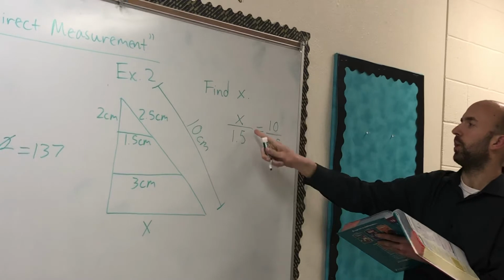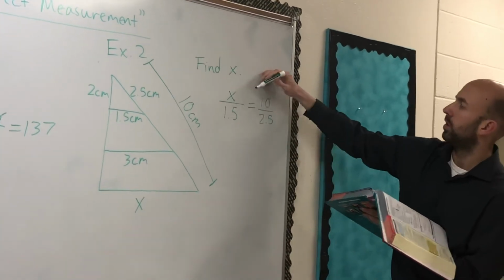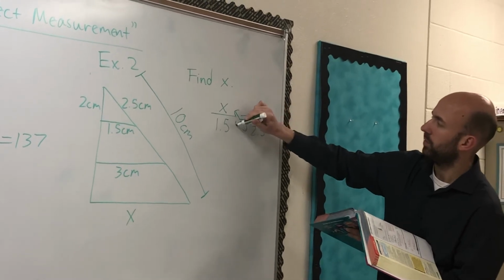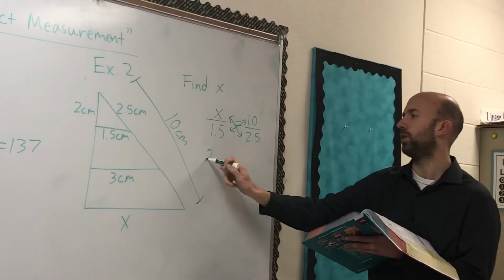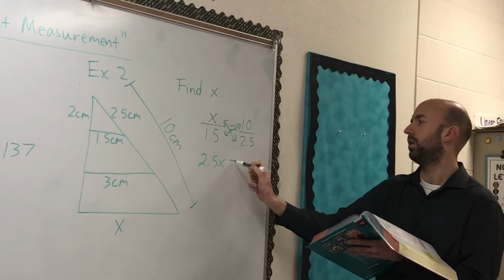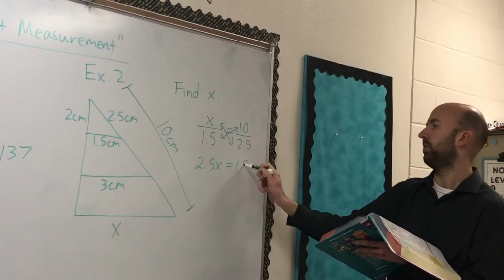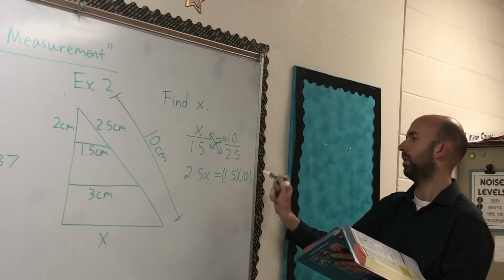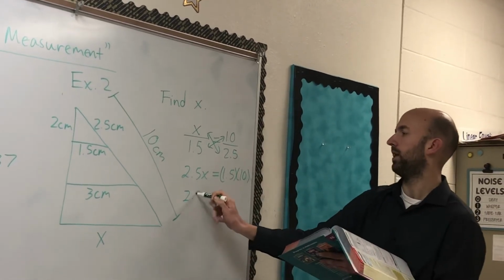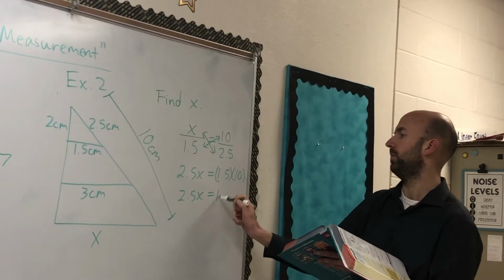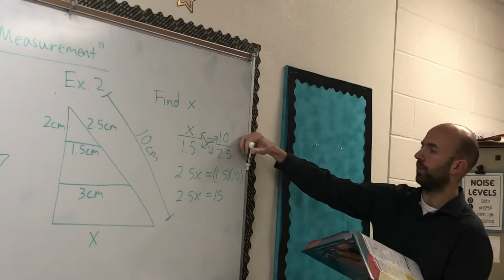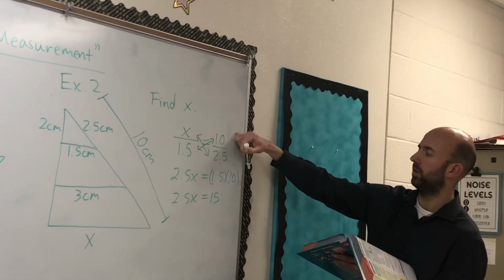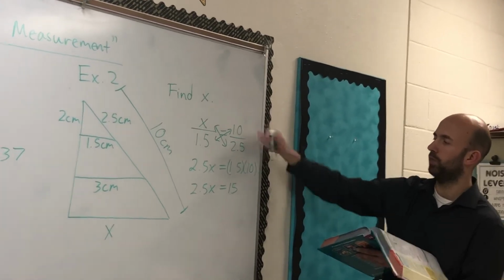So let's use the cross products method. Multiply the diagonals and make them equal to each other. x times 2.5 is 2.5x. And then we have 1.5 times 10. 1.5 times 10 is 15. Because the shortcut for multiplying by 10 is to move the decimal point one place to the right, since 10 is 1 with 1 zero.